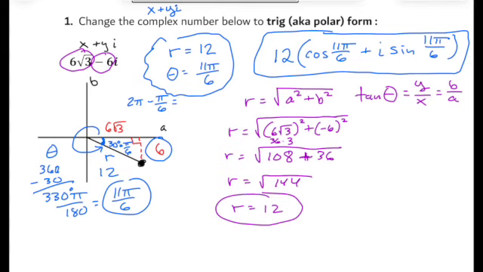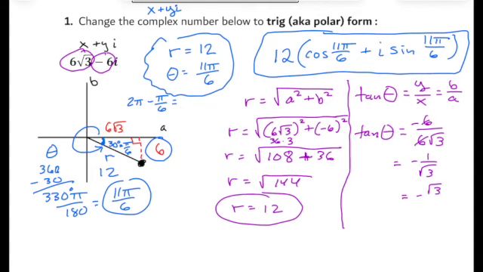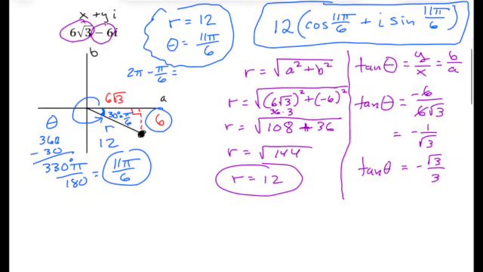For finding the angle using the formulas, the tangent of theta is, and again, maybe you don't want to think about the triangle at all, just putting y over x, negative 6 over 6 root 3. And if you reduce this, that's negative 1 over root 3, or the more familiar, when you rationalize it, negative root 3 over 3. So now you're down to a unit circle value, and that should be a familiar equation to solve.